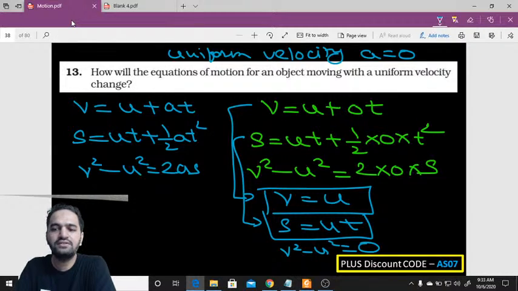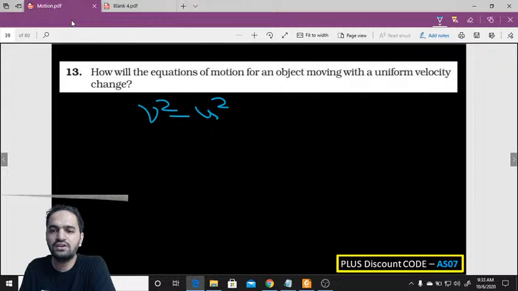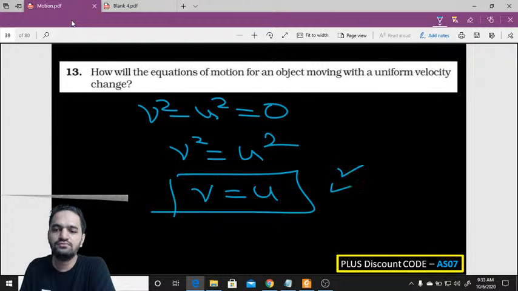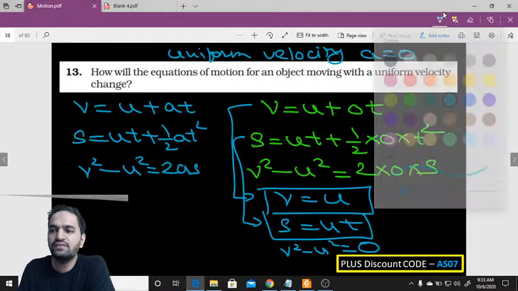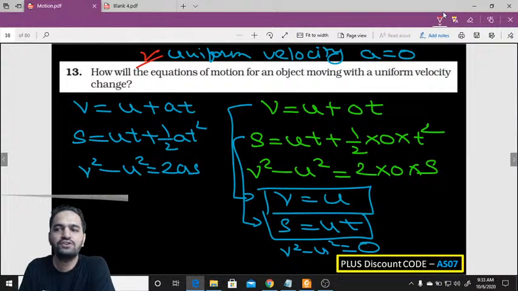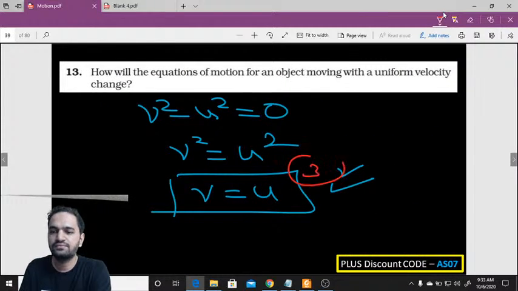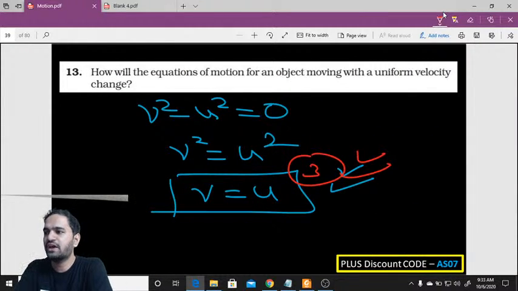But you can still convert it, right? V square minus u square is equal to 0. Transfer that minus u square to the other side. It will become v square is equal to u square. So v is equal to u. Are you understanding how we are doing this? We used what was given in the question, that uniform velocity was given. So we assumed acceleration is 0, and then we substituted a is equal to 0, and we found our 3 equations. This is the first, this is the second, and this is the third one. I hope it was simple for you, not that hard.